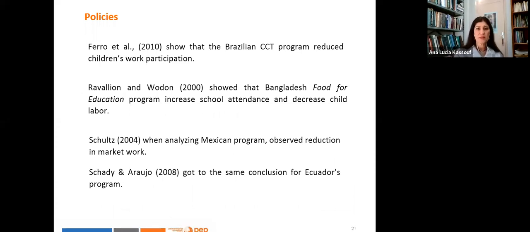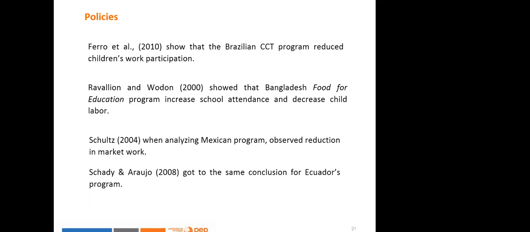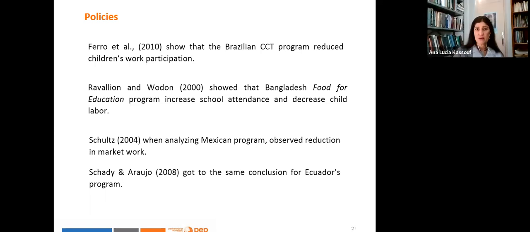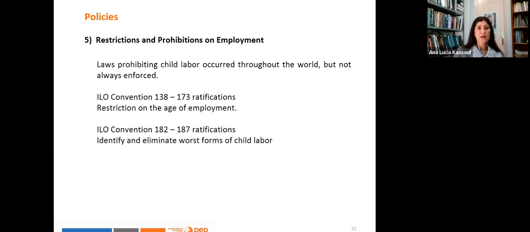So here there are some papers showing the impact of those conditional cash transfer programs in Brazil, in Bangladesh, in Mexico, in Ecuador, and many others, showing that they decrease child labor and improve schooling. Also, almost every country has laws prohibiting child labor, but some are not enforced. In the international conventions, we have ILO Convention 138, which restricts the age of children employed, and ILO 182, which eliminates the worst forms of child labor. And there are many countries ratifying these conventions.